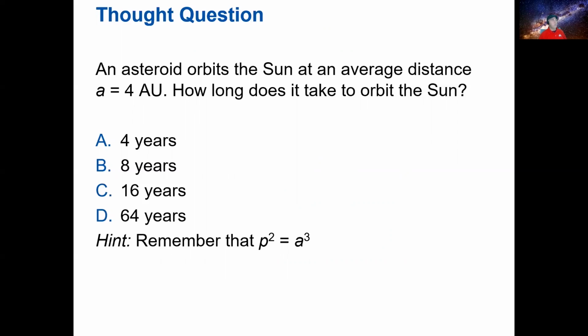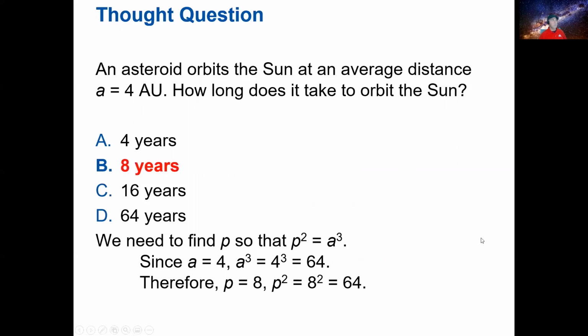Here is an example. An asteroid orbits the Sun at an average distance of 4 astronomical units. How long does it take to orbit the Sun? The answer is 8 years. For that calculation, you use the relationship between the period and the distance.